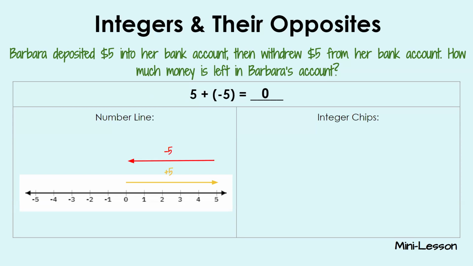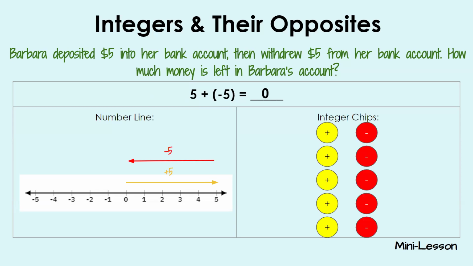On a number line, we could model it this way: starting at 0, going to 5, starting where you end and turning around and going back 5, you'll be at 0. With integer chips, you have 5 positives and 5 negatives. Those create 0 pairs that cancel each other out.